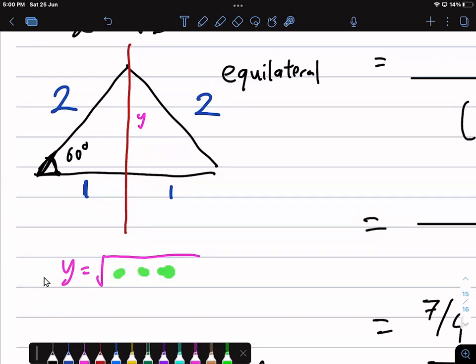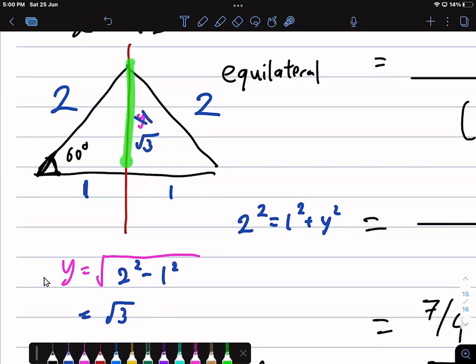Pythagoras, what is it? I'll do it step by step. Hypotenuse squared, 2 squared, minus 1 squared, equals 4 minus 1, which is 3. Root 3, exactly. So that's the exact value, root 3.